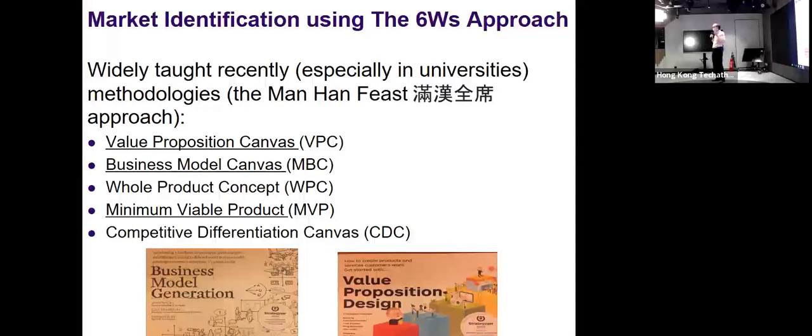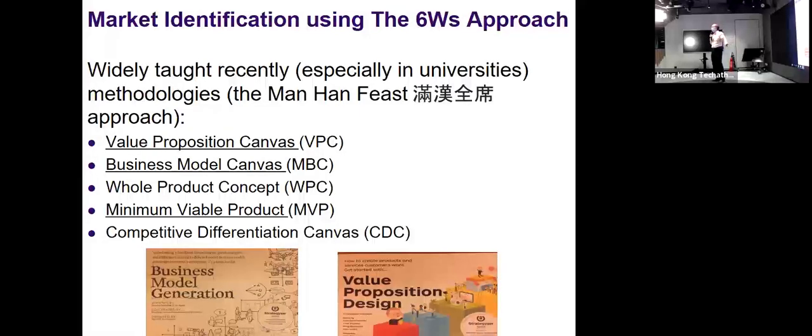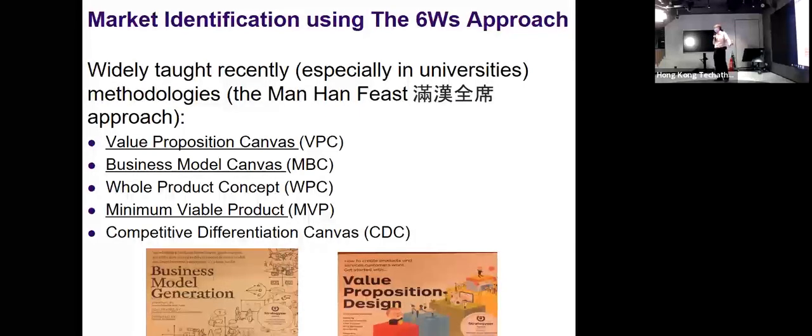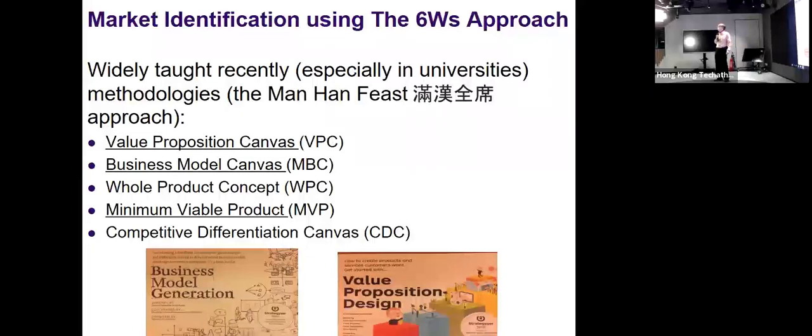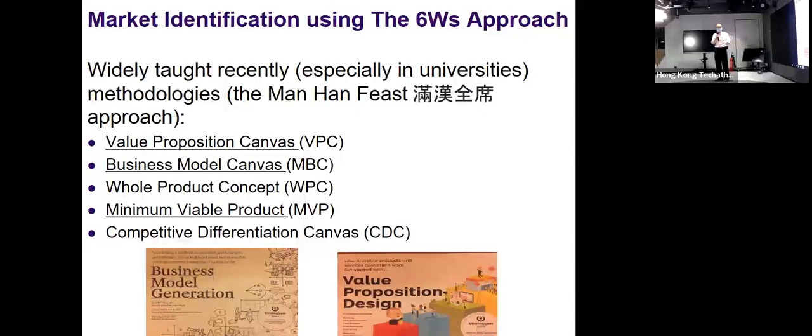market identification or value proposition in universities, these are the two most popular books that have ever been taught in the last 10 years. So the two professors probably are very rich. They have sold a lot of books because they are used by the university, and a lot of students want them. They talk about the value proposition canvas, the business model canvas, and basically the minimum viable product. These are terms probably a lot of you have heard about. They are really good. Sometimes they also talk about the whole product concept and the competitive differentiation canvas as well.